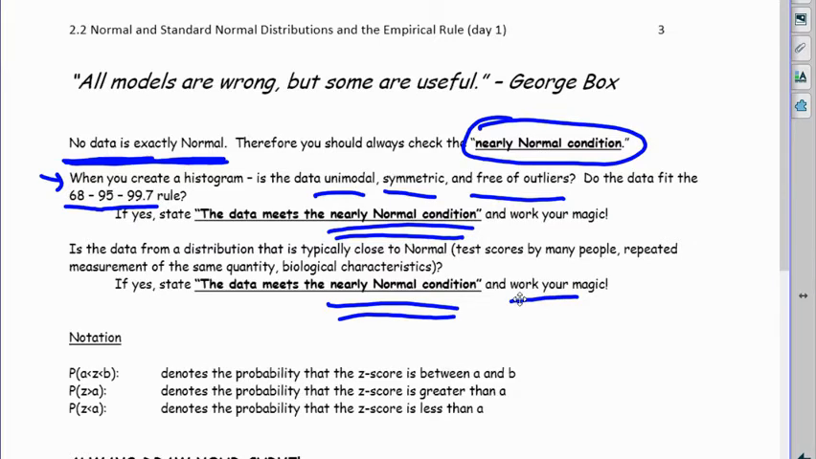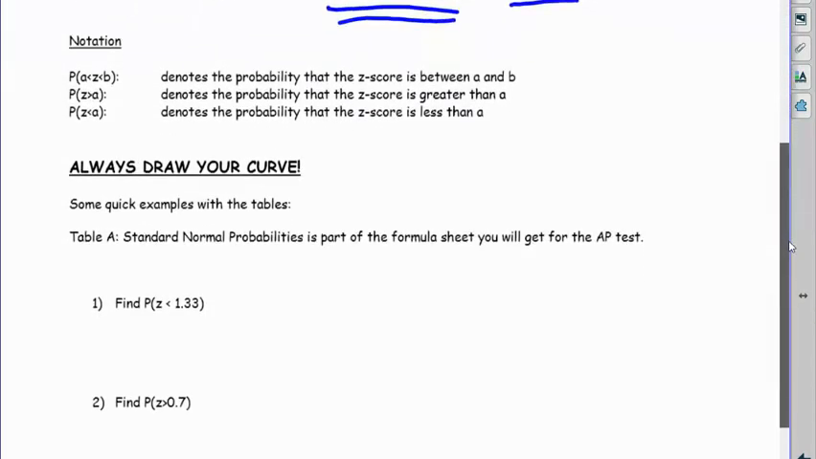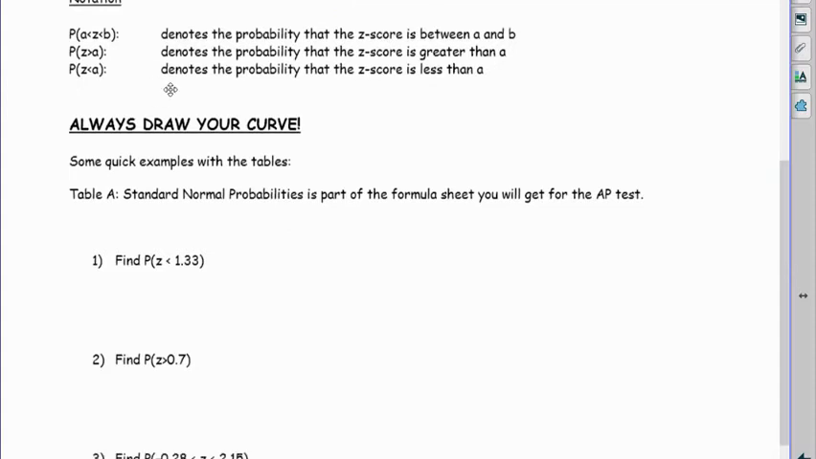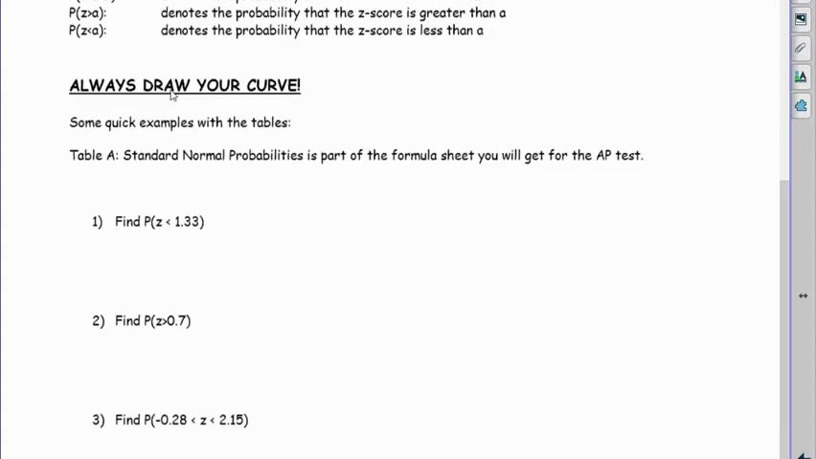So, first of all, notation. How do we write probability? Okay, so to write probability, it looks a little bit like function notation. We've got our P here on the outside, and then this right here is going to say that we have a z-score that is between A and B. This next notation is saying that our z-score will be greater than A, and this is a probability of that happening. And this is the probability of what's happening, a z-score less than A.